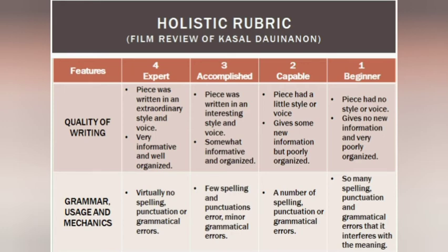For grammar, usage, and mechanics, under expert, we have virtually no spelling, punctuation, or grammatical errors. For accomplished, we have few spelling and punctuation errors, minor grammatical errors. For capable, we have a number of spelling, punctuation, or grammatical errors. And for beginner, we have so many spelling, punctuation, and grammatical errors that it interferes with the meaning.